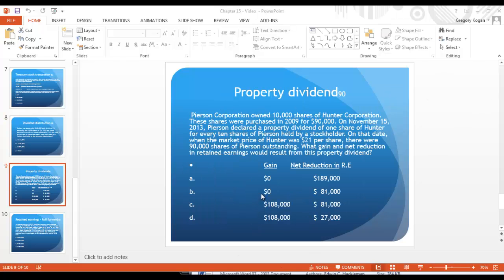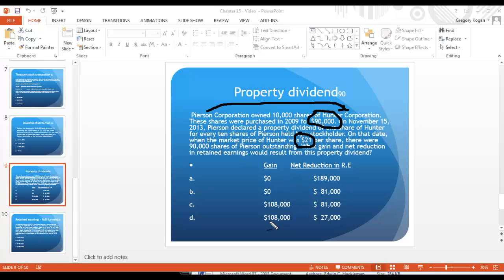So moving on to our next question, for property dividend, we have a situation here where you could see that we have Pearson Corp. They're owning some shares of Hunter Corp. So it's one corp basically owning an asset in another corp. That's all. 10,000 shares, and they purchased it for 90 grand, right? And then when they pay a property dividend, they basically are now distributing these shares as dividend to their own shareholders.